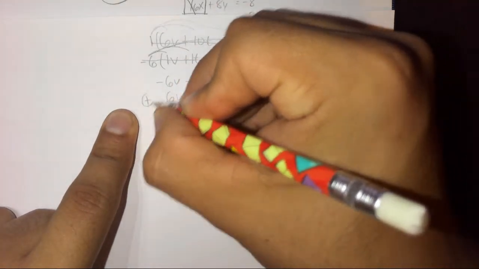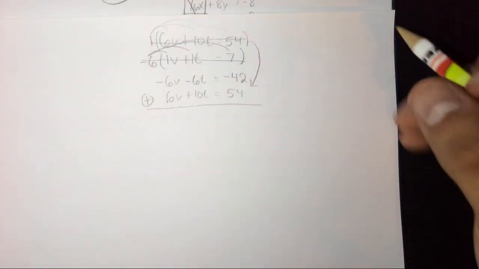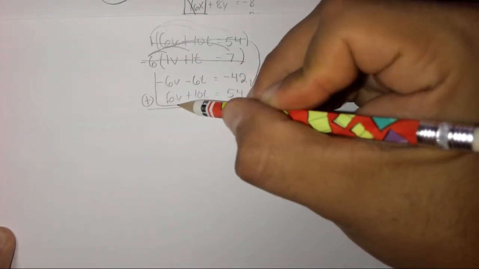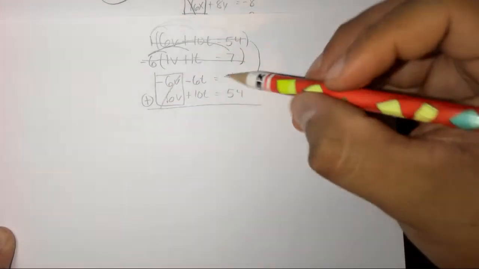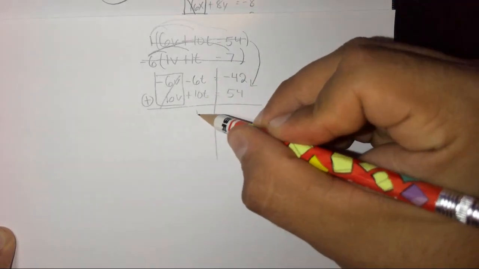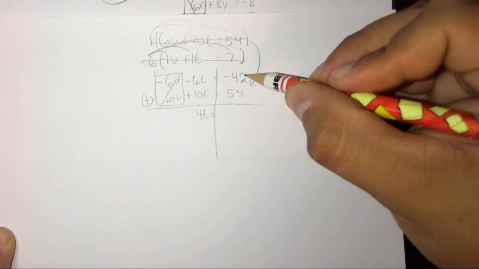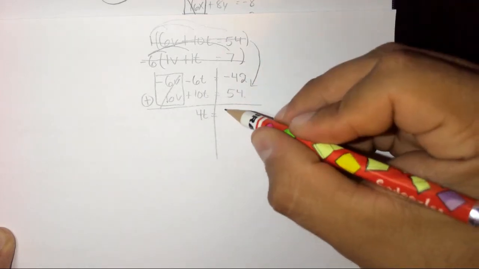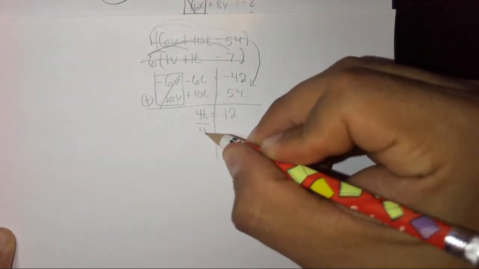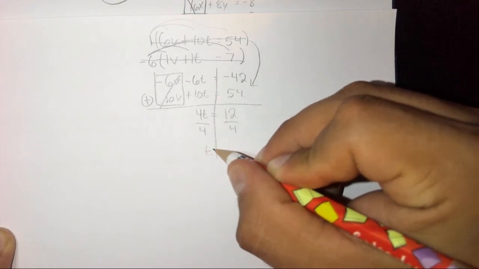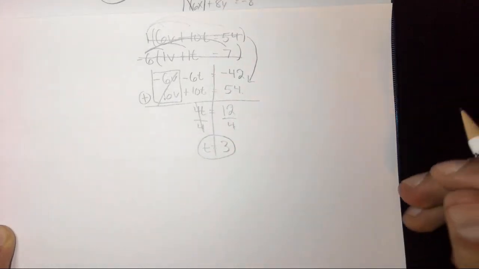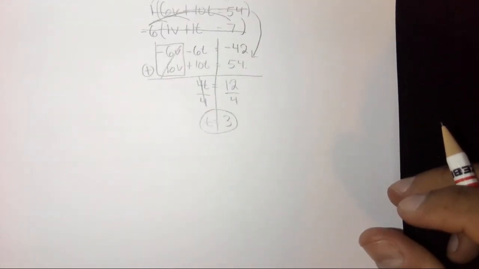Now I can add my equations together. If I add them, then 6v plus negative 6v cancel. Draw my line. Negative 6 plus 10 gives me 4t equals, and negative 42 plus 54 gives me 12. My last step is to divide by 4. So t is equal to 12 divided by 4, which gives me 3. So I have t equals 3.